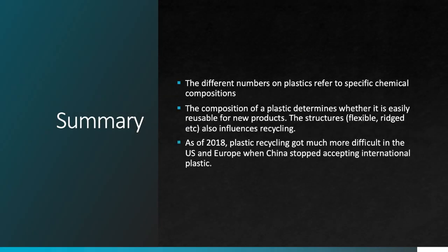To summarize this video, you should now know that the different numbers on plastics refer to specific chemical compositions. These compositions determine whether or not a plastic can be recycled and reused for new products. This is partially because the structure determines the properties of the plastics, including characteristics such as being flexible or rigid, opaque, or transparent. Starting in 2018, it was no longer possible to send plastics to China for recycling, and so this is now forcing the US and European countries to develop their own plastic recycling capacity. Until this occurs, the best way to deal with plastic pollution is to just try not to use as much.